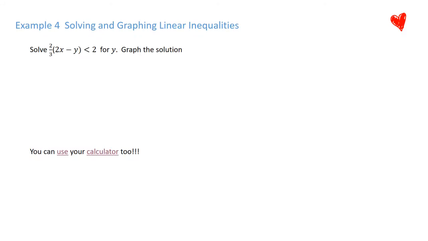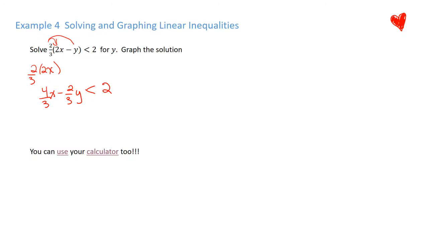This kind is solving and graphing linear inequalities again. So what we're going to do here is, again, we'll just distribute this. 2/3 times 2x is actually 4/3 x minus, and we distribute our 2 to both of those, 2/3 y has to be less than 2. So it says solve for y.